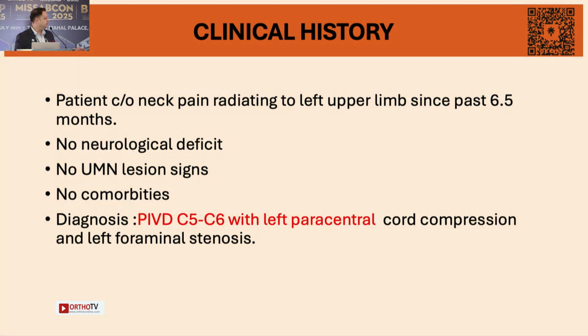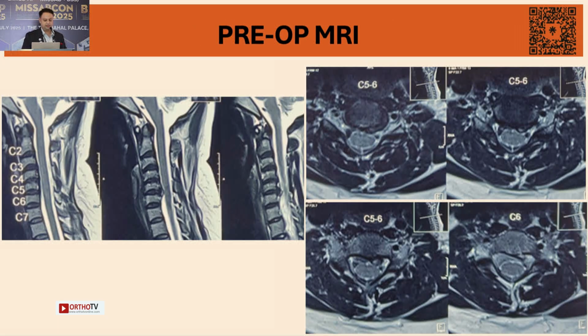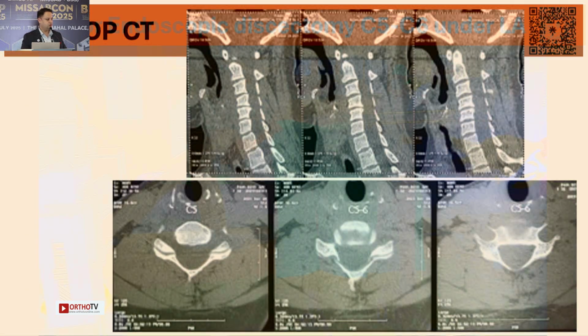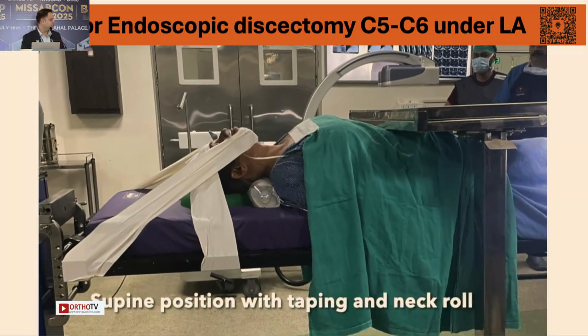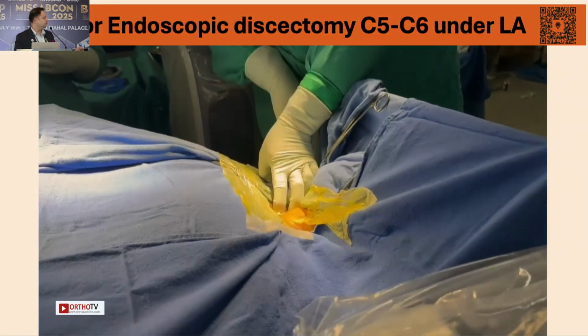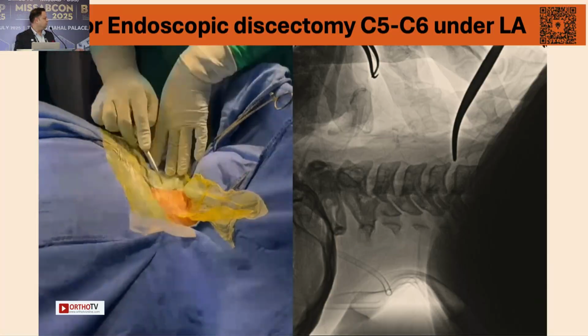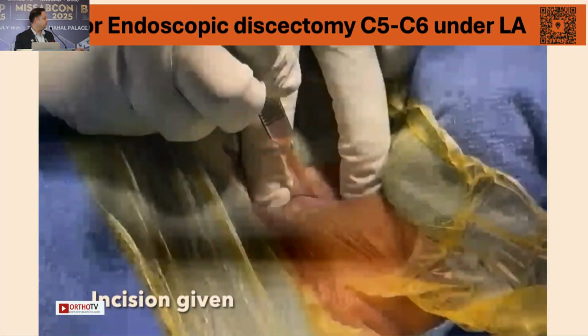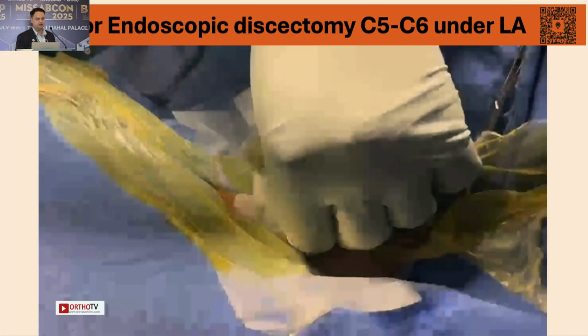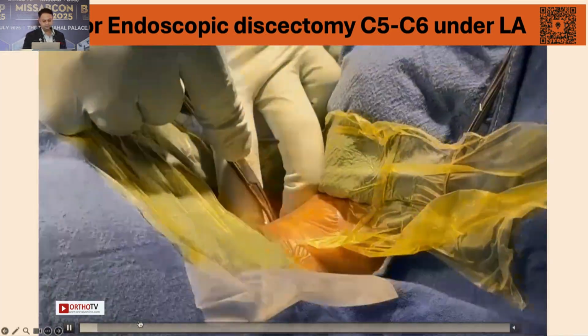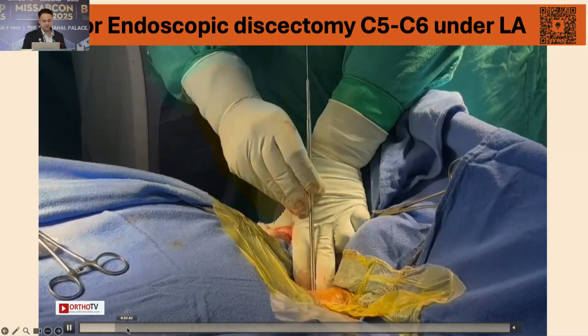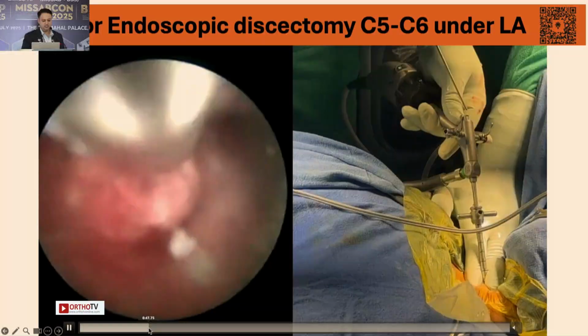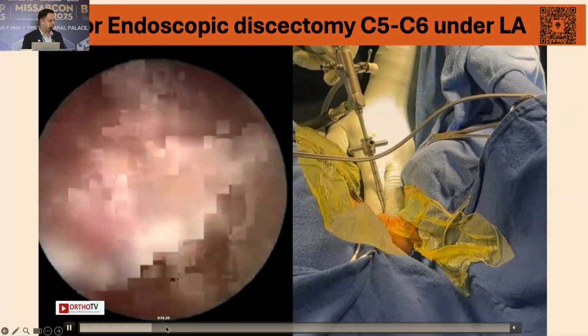Another case, PIVD C5, C6 with left paracentral cord compression. You can see on the MRI there, and CTs, no osteophyte, a soft disc. Patient supine, again awake. This is how I fix the patient so they don't move. Now local anesthesia being given, level identified, infiltrated with the local anesthetic. You can see there, now the dilator goes in, disc forceps to do a gross decompression.